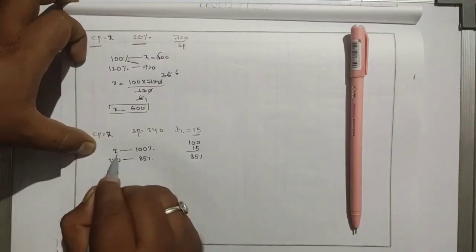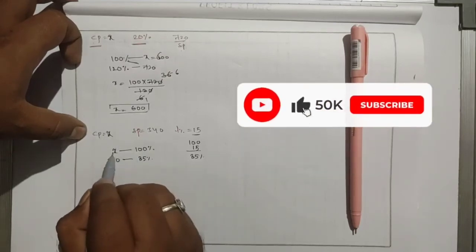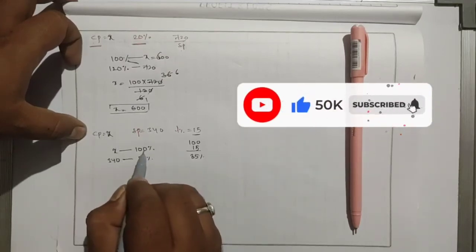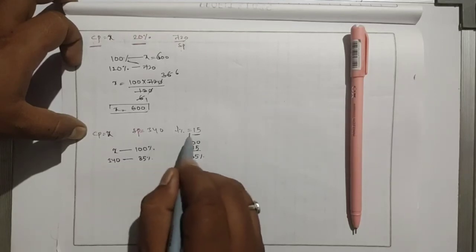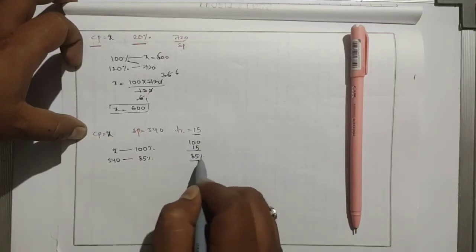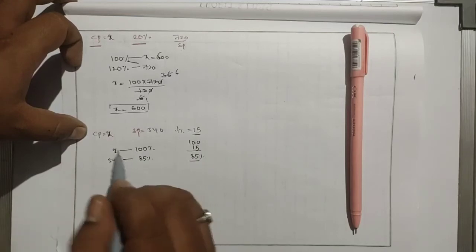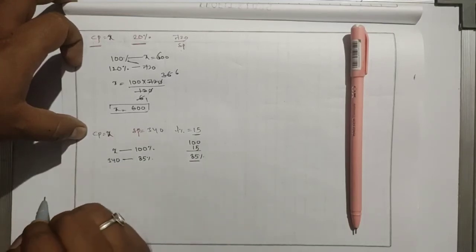A merchant bought the object at x rupees, which is 100%, and he sold it at 340 rupees, and in this business he got a loss of 15%. Therefore he got back 85% of the money he invested. So 340 is only 85%. Then what is the cost price here?